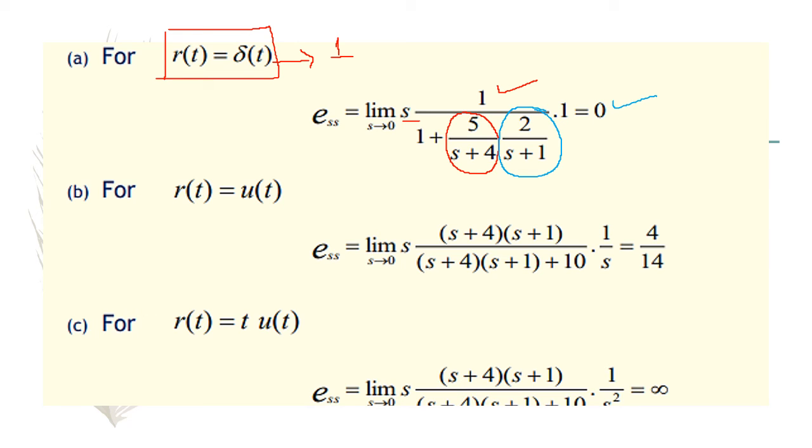The next signal is a unit step input, that is u of t. So ESS is equal to limit s tends to 0 of s into (s plus 4)(s plus 1) divided by (s plus 4)(s plus 1) plus 10, into 1 by s.